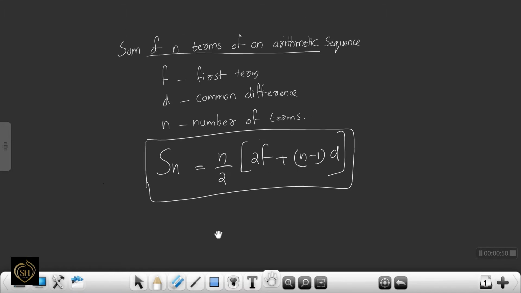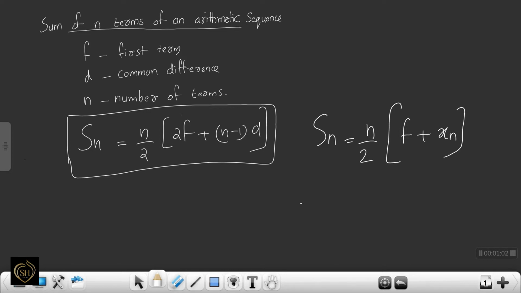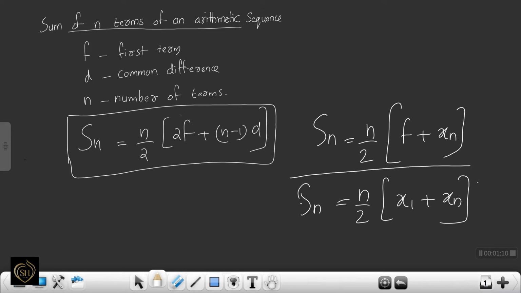Also, if the first term and the last term are given, then we can use another formula. Sn is equal to n by 2 into f plus xn, or Sn is equal to n by 2 into x1 plus xn, where x1 is the first term and xn is the last term of the sequence.